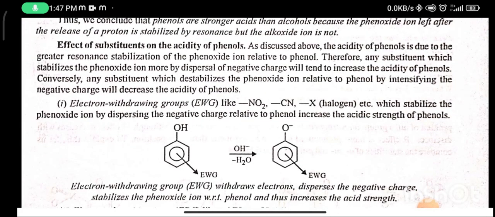Effect of substituent on the acidity of phenol. As discussed above, the acidity of phenol is due to the greater resonance stabilization of the phenoxide ion relative to phenol. Therefore, any substituent which stabilizes the phenoxide ion more by dispersal of negative charge will tend to increase the acidity of phenols. Conversely, any substituent which destabilizes the phenoxide ion relative to phenol by intensifying the negative charge will decrease the acidity of phenols.